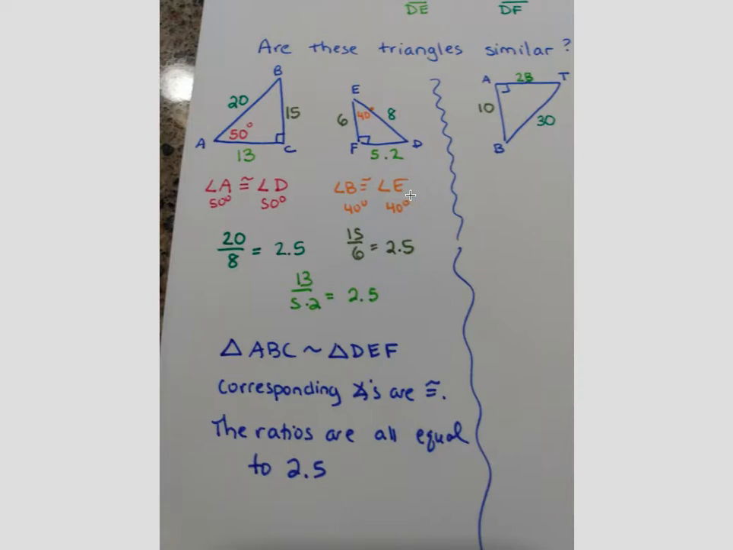So now I'm going to start making ratios. I'm going to compare 20 to 8, because they're both the long hypotenuse side. I'm going to compare 15 to 6, they're both the heights. And I'm going to compare 13 to 5.2, they're both the bases. When I make those three sets of ratios, I got 2.5 every time. Therefore, triangle ABC is similar to triangle DEF. The corresponding angles are congruent, and the ratios are all equal to 2.5.